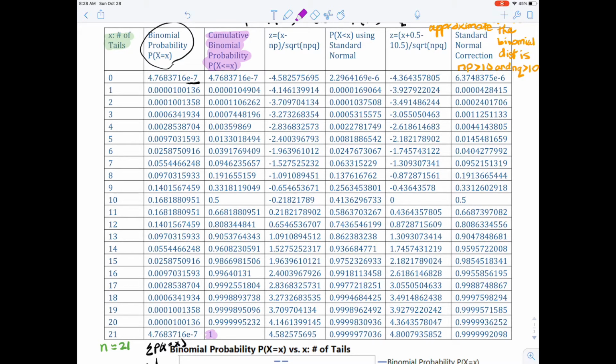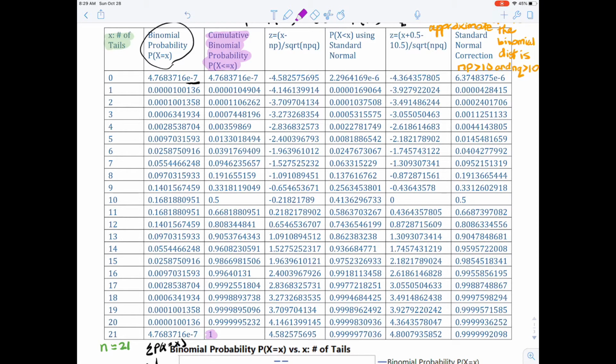Now the next column is, what if I want to get a z-score? Because there's a little trick to using the central limit theorem and the normal distribution to approximate the binomial. Each of these probabilities is the probability of getting X successes out of 21 trials in the one we circled in black, the second column.